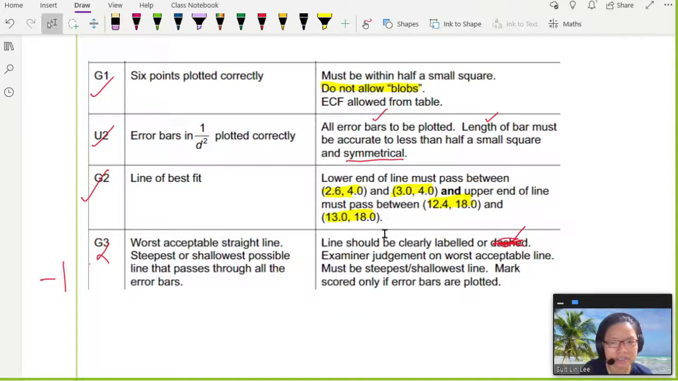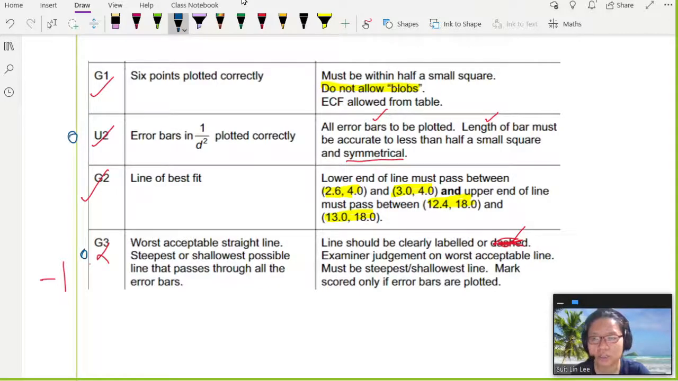I want to talk a bit about this last point. This last point you will not get if you did not draw your error bar. So let's say you accidentally didn't draw, or don't know how to draw the error bar, or you've forgotten how to calculate it. Then this one you will get 0, this one you will get 0, because this is the mark for error bar, and then this is the mark here.